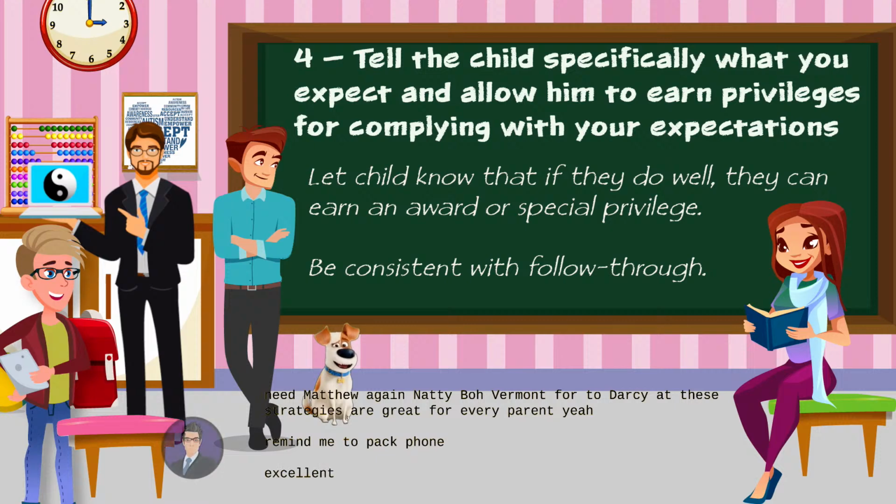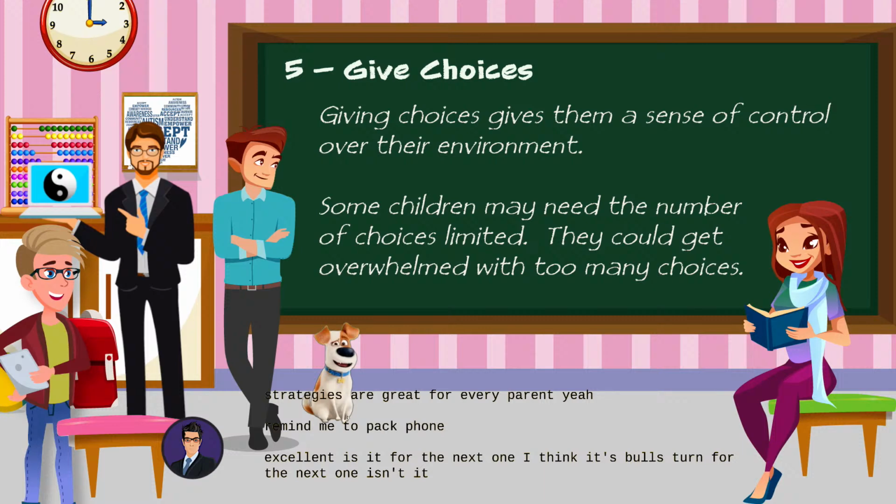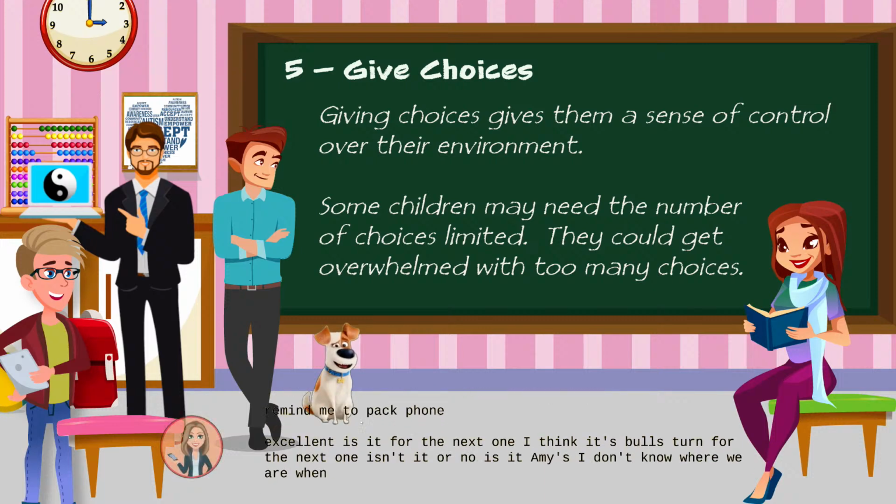Excellent. Whose turn is it for the next one? I think it's Boole's turn for the next one, isn't it? Or no, is it Amy's? I don't know where we are. We're on number 5, so that would be Boole's turn. Yes, it is my turn.